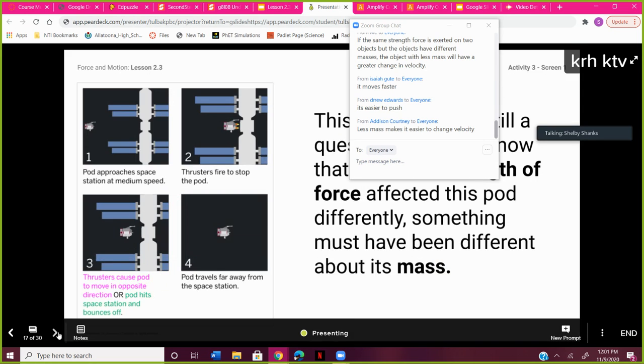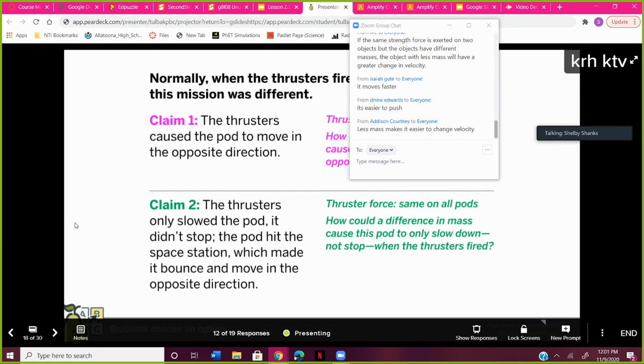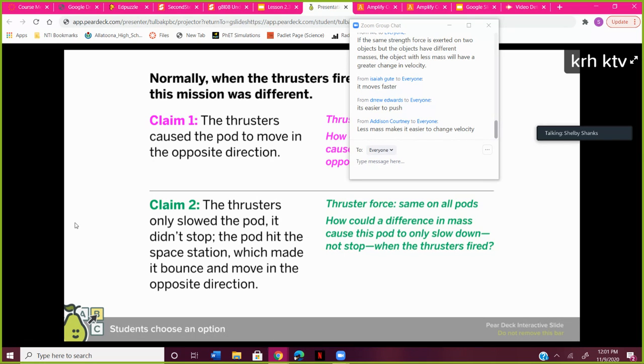Okay, so think about this question here. If you think you need to change your answer, for those 7 of you that aren't responding, you need to respond. But really think about that. If something with less mass is easier to push, it moves faster, it changes velocity quicker or easier. Do you think claim 1 has less or more mass? And do you think claim 2 has less or more mass?